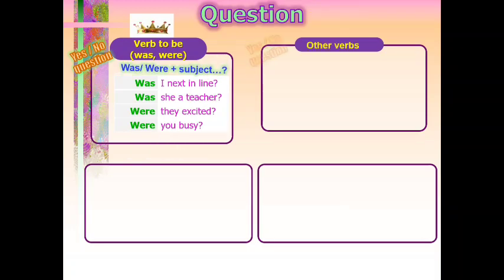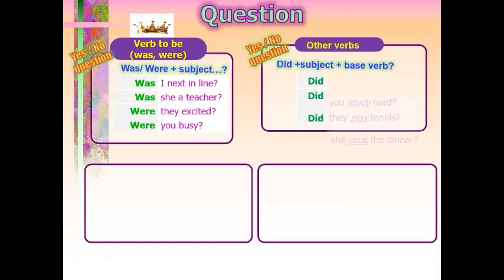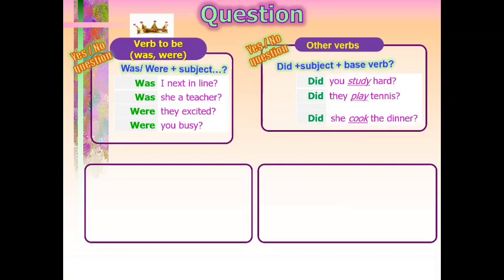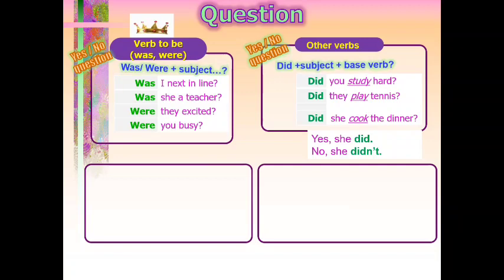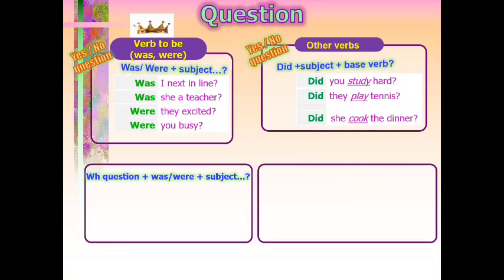For the other verbs, with a yes or no question, we start with the helping verb in the past, did, plus subject plus the base verb. Did you study hard? Did they play tennis? The answer is yes, they did, or no, they didn't. Did she cook the dinner? The answer is yes, she did, or no, she didn't.